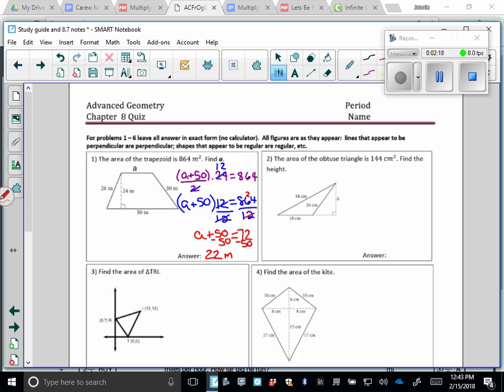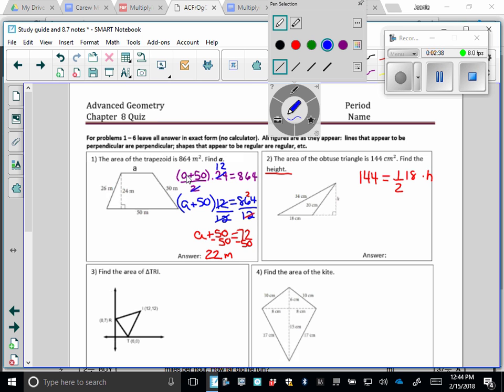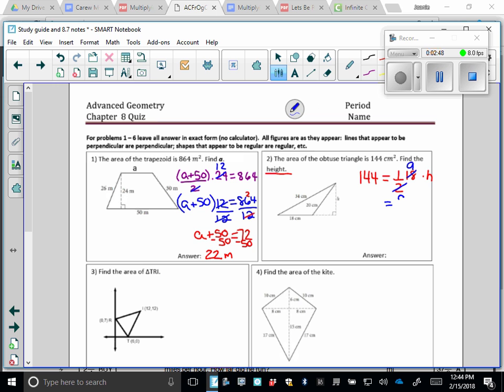This one over here wasn't a lot of struggle, but just in case, 144 equals half the base times the height. We're finding the height. Again, just continue to work on efficiency. I'm seeing so much work that some of you are doing to make this much harder than it has to be. 2 goes into 18 9 times, so 9h equals 144. Divide by 9.